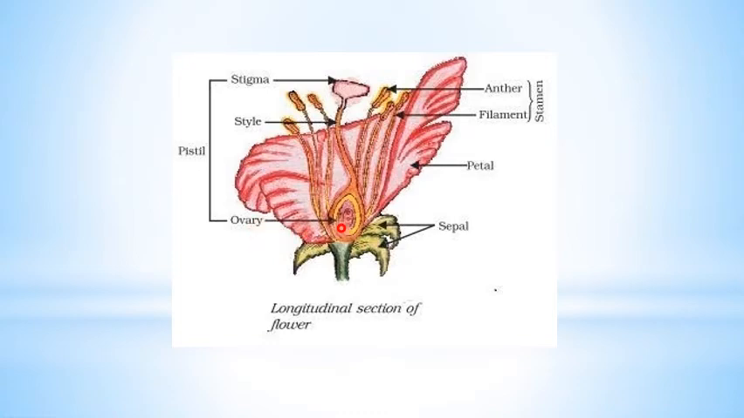And when the flower has both the stamen and the pistil on the same flower, it is known as a bisexual flower. If only one of them is present, then the flower is known as unisexual. The pistil and the stamen are known as the essential parts of reproduction, whereas the petal and the sepal are known as the non-essential parts of reproduction.